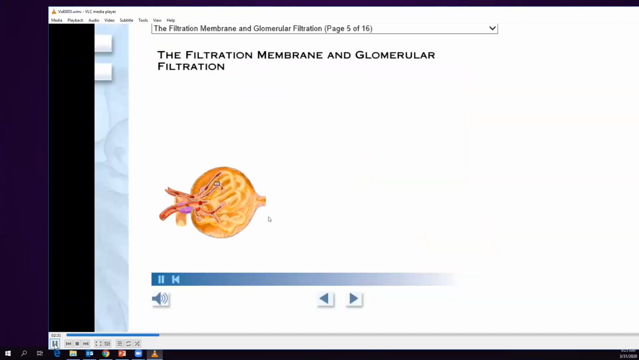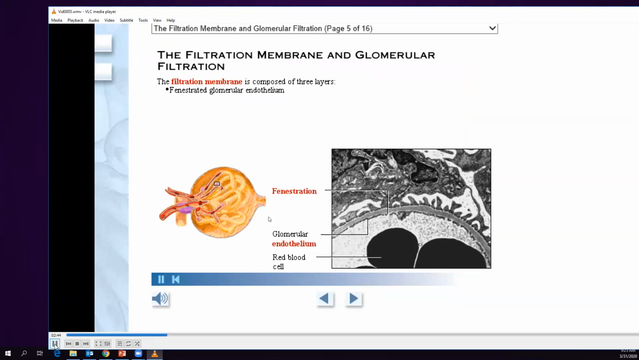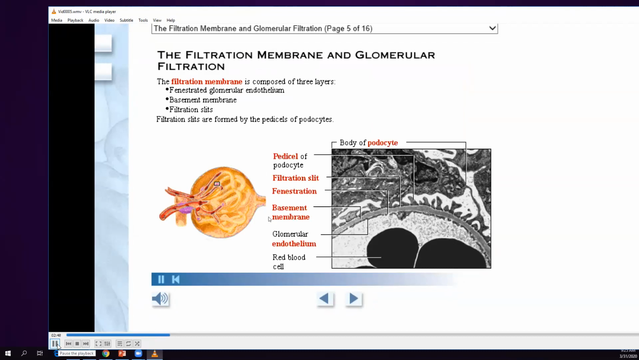Just as a filter keeps grounds out of your coffee, the glomerular filtration membrane keeps blood cells and proteins out of the urine passageways. This filtration membrane is composed of three layers: fenestrated glomerular endothelium, basement membrane, and the many filtration slits formed by pedicels of the podocyte.